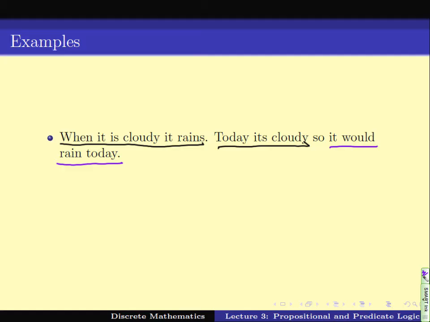As you can see, the assumption comprises of two statements, and ideally one should think of it as when it is cloudy it rains and today it's cloudy. That is the assumption. And the deduction is it would rain today. So we see that the assumption is composed of two statements and connected by the connective and. Now, when it is cloudy, it rains. This can be true or false. Similarly, today it's cloudy can be true or false. So thus each of the individual statements can either be true or false.